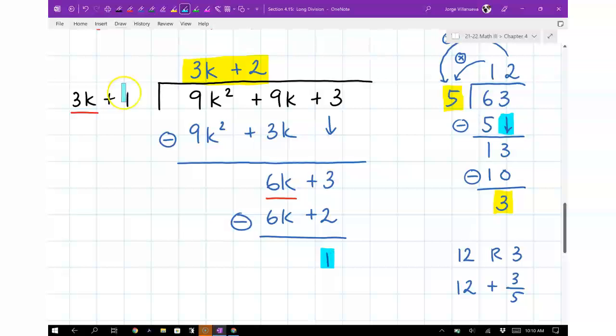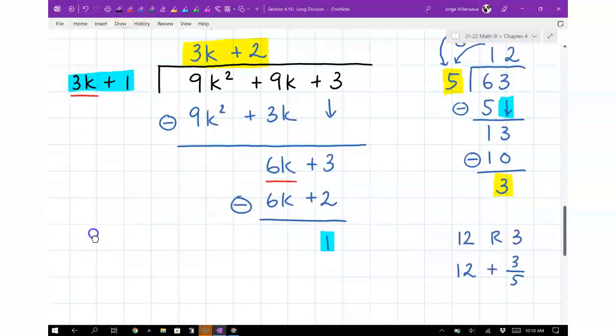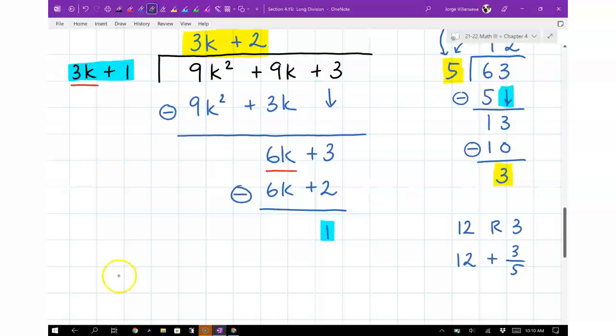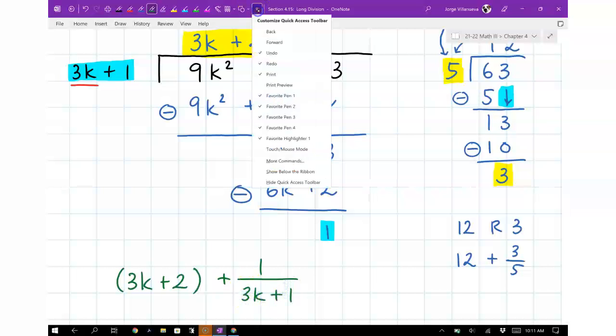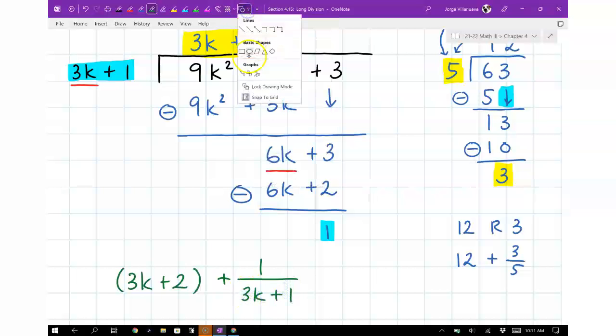And remember, you have to divide that 1 by this thing that you're dividing by. So here's your answer, okay? 3k plus 2, that's my quotient. And then that's a positive 1, so plus 1 over 3k plus 1. This is my solution to that problem.